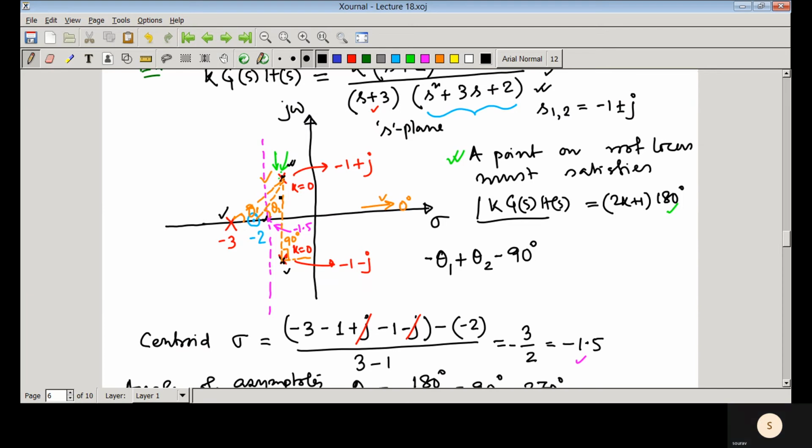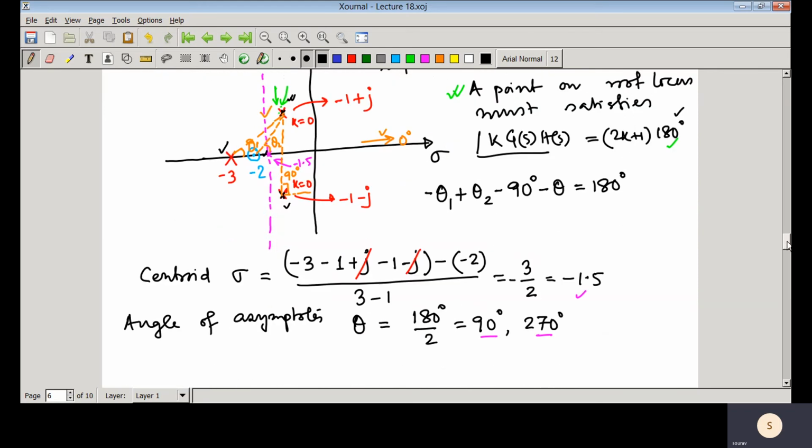So if we draw a vector from that pole to this pole, that angle we actually do not know, and here our objective is to find that angle. So that angle would be the angle of departure. Suppose that angle is theta, and as it is associated with the pole, its contribution would be minus theta. Whenever that point is on the root locus, it must satisfy this particular angle criterion, so that would be equal to 180 degrees. So now from here we can find the value of theta.